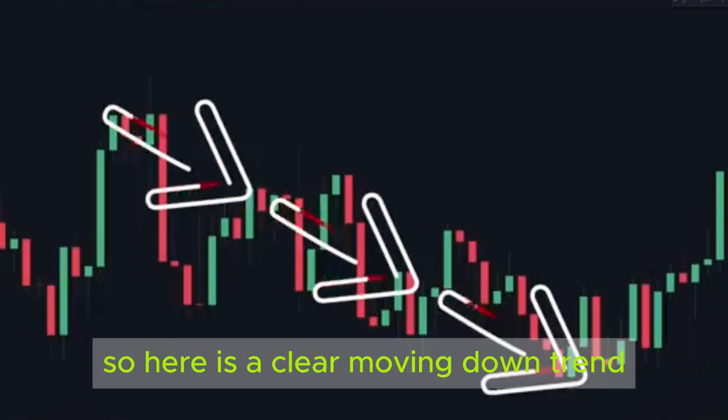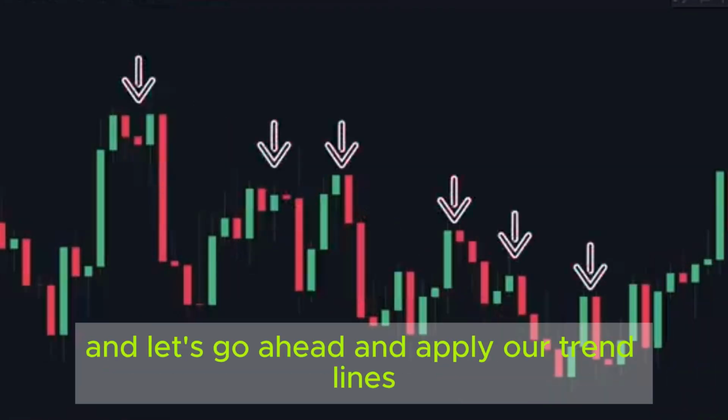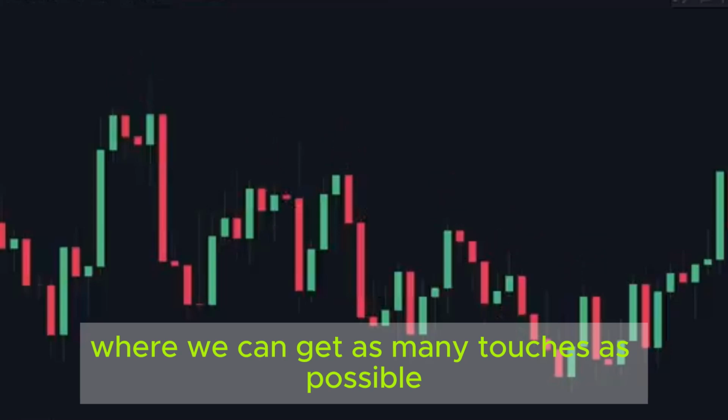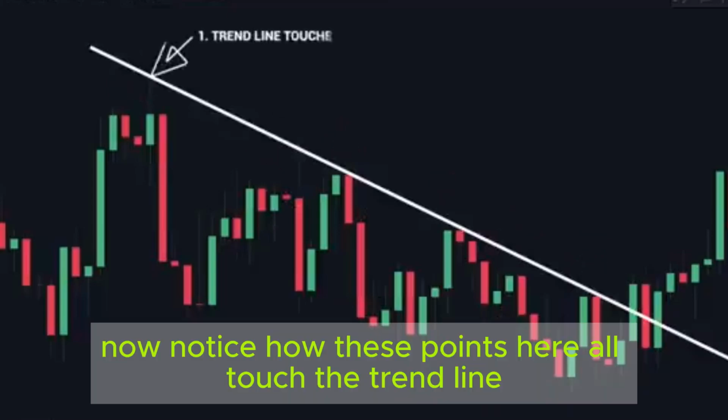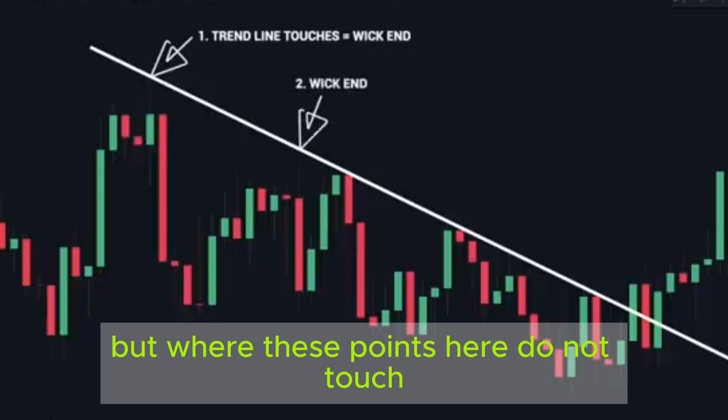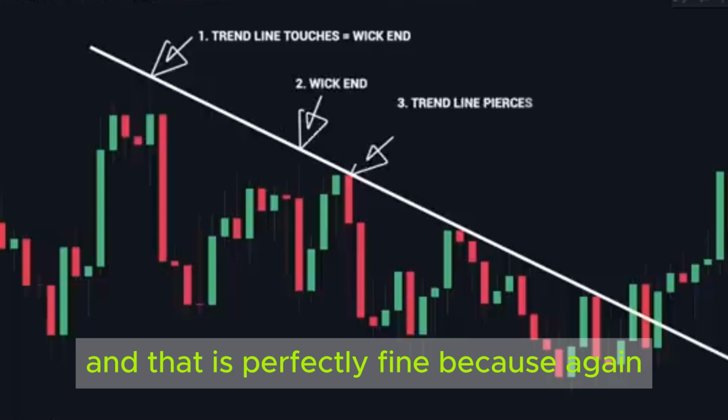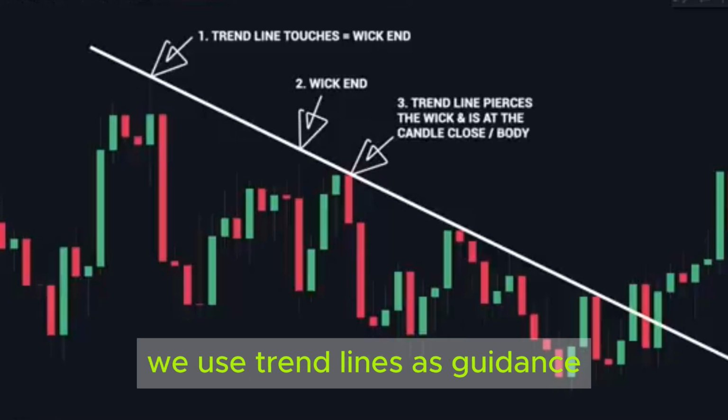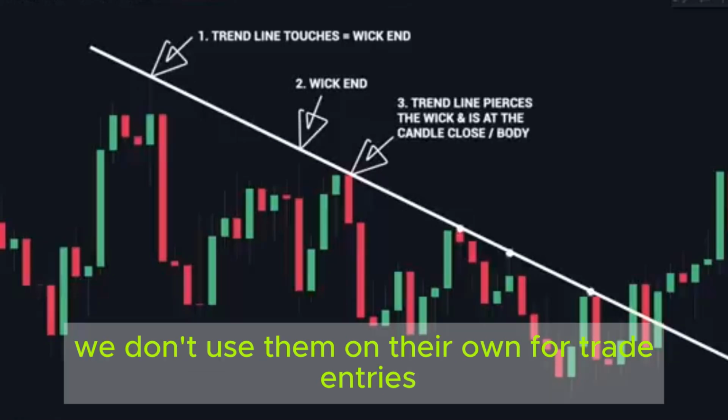So here is a clear moving downtrend. And let's go ahead and apply our trend lines where we can get as many touches as possible. Now notice how these points here all touch the trend line, but these points here do not touch, and that is perfectly fine, because again, we use trend lines as guidance. We don't use them on their own for trade entries.